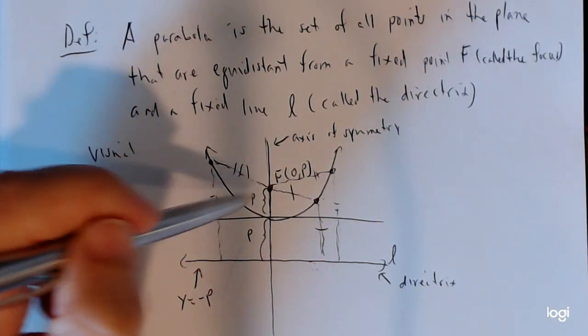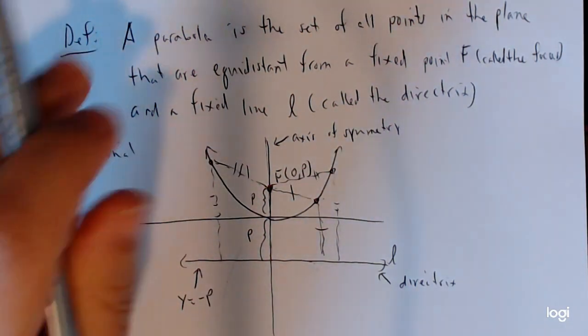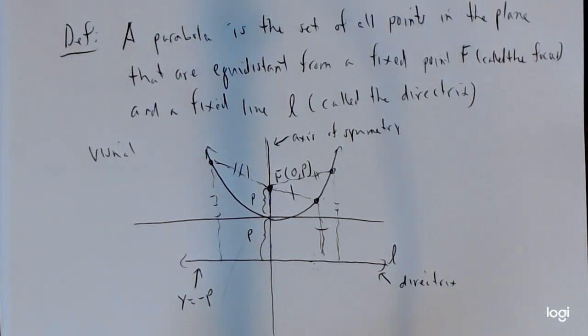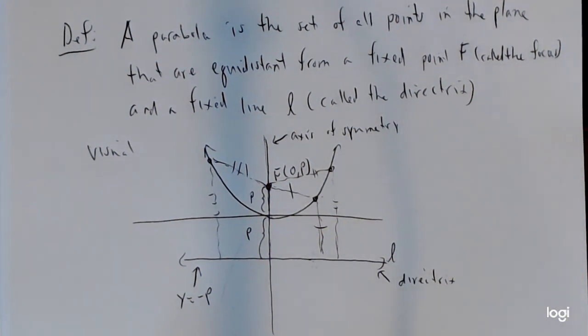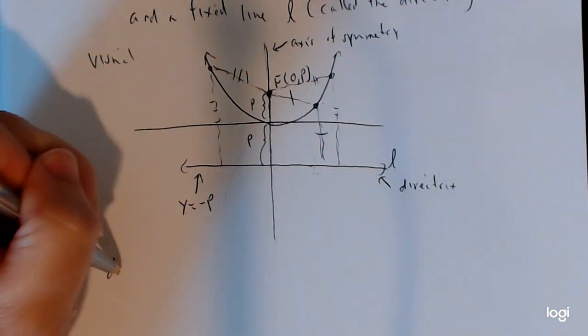So obviously it has to open away from the directrix and the focus will be inside of it, right? Or else it'll fail the definition. Okay? So with this said, now what I want to do is talk about how we come to the formula of this parabola, right? By definition. So let's talk about this.